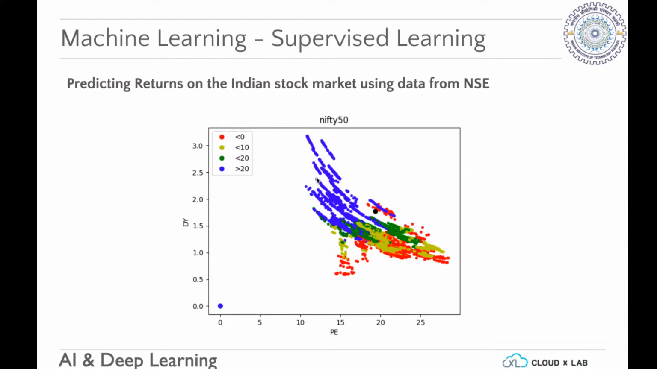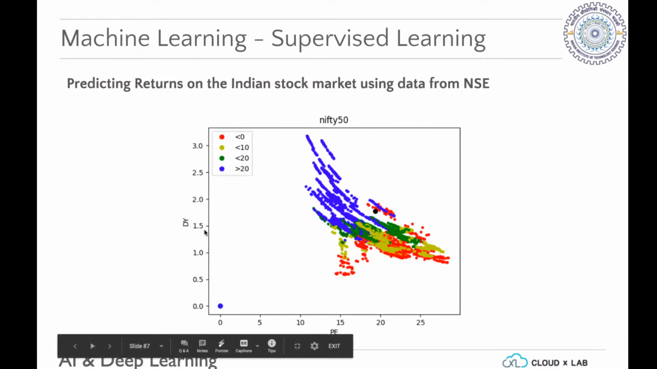So at a particular date, on 1st of Jan 2015, the price to earnings ratio was say 17 and the dividend yield was 1.5. And 2 years later, what was the new price? That is the return I have. So I tried to make a model that used price to earnings ratios with dividend yield.